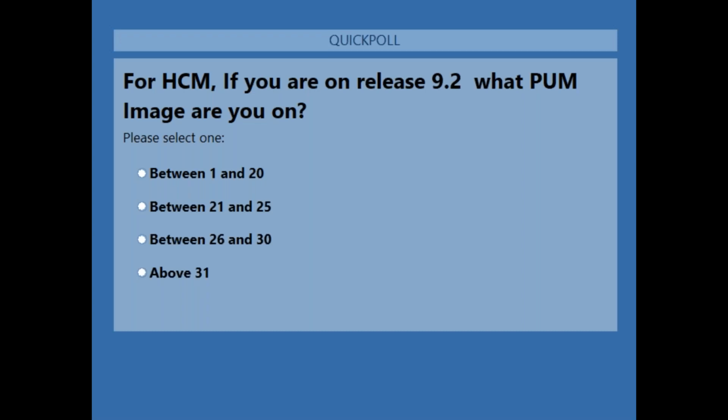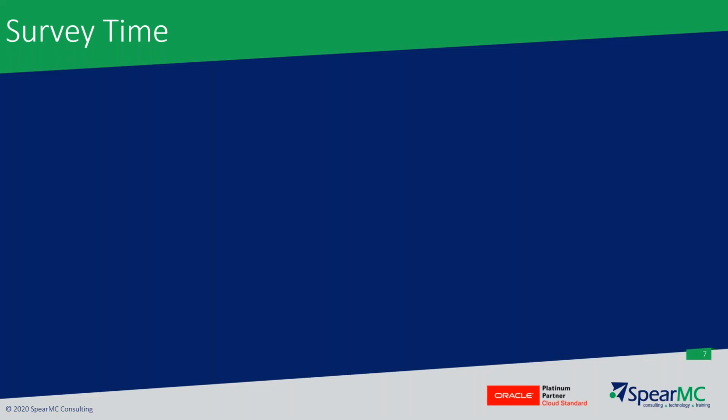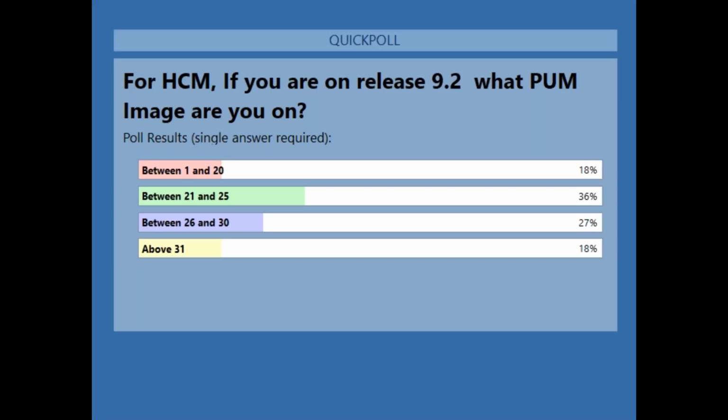If you are on 9.2, what image are you on in HCM? Again, if you are on HCM, go ahead and answer that. I see some answers rolling in. And of course, there's a combination of tools and image release here that will allow you to take advantage of all the latest features. So we like to see people above 31 in terms of being able to take advantage of all the great features. Let's take a look at what our answers are here.